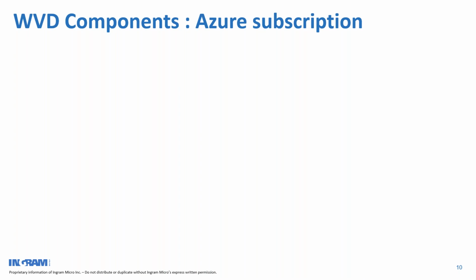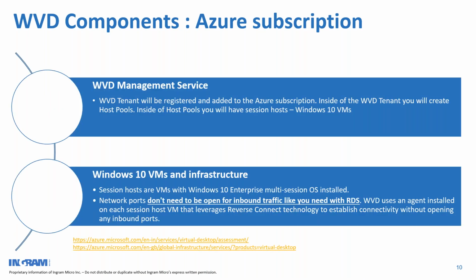So the first one is Azure subscription. When you deploy a Windows Virtual Desktop service, or when you create the host pool for Windows Virtual Desktop, it actually goes ahead and registers your subscription for Windows Virtual Desktop. Once your subscription is registered, then you have the option to go ahead and create a host pool. You can think of a host pool as a logical container within which you create session hosts, and a session host is nothing but Windows 10 infrastructure into which the user logs in.